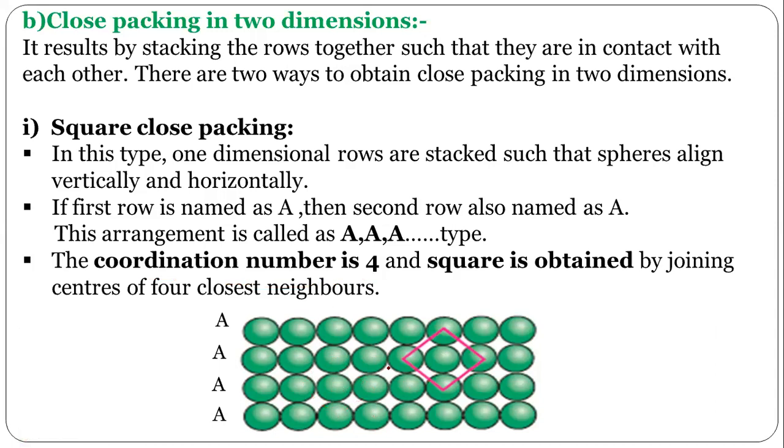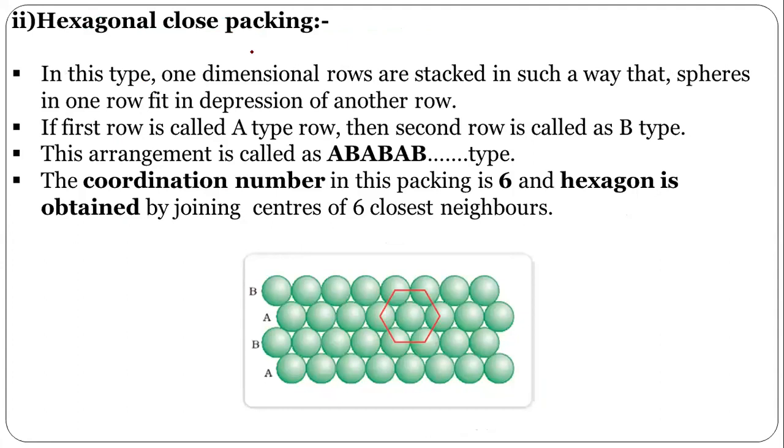That's why it is called square close packing, because a square is obtained by joining the four centers of the spheres. This is the center of the first sphere, second sphere, third sphere, and fourth sphere. So we get a square here. That's why this packing is called square close packing, in which the layers are arranged A A like this.